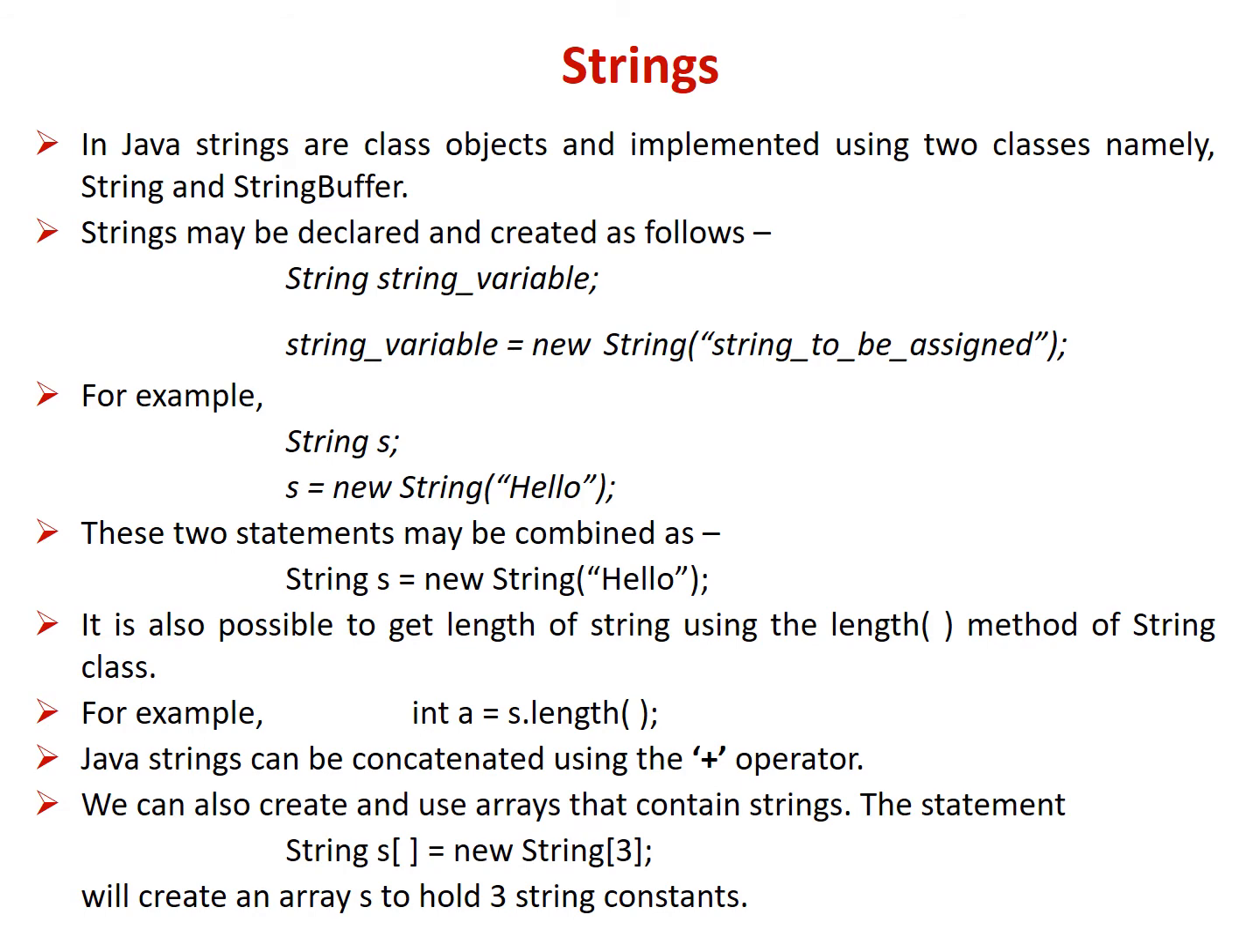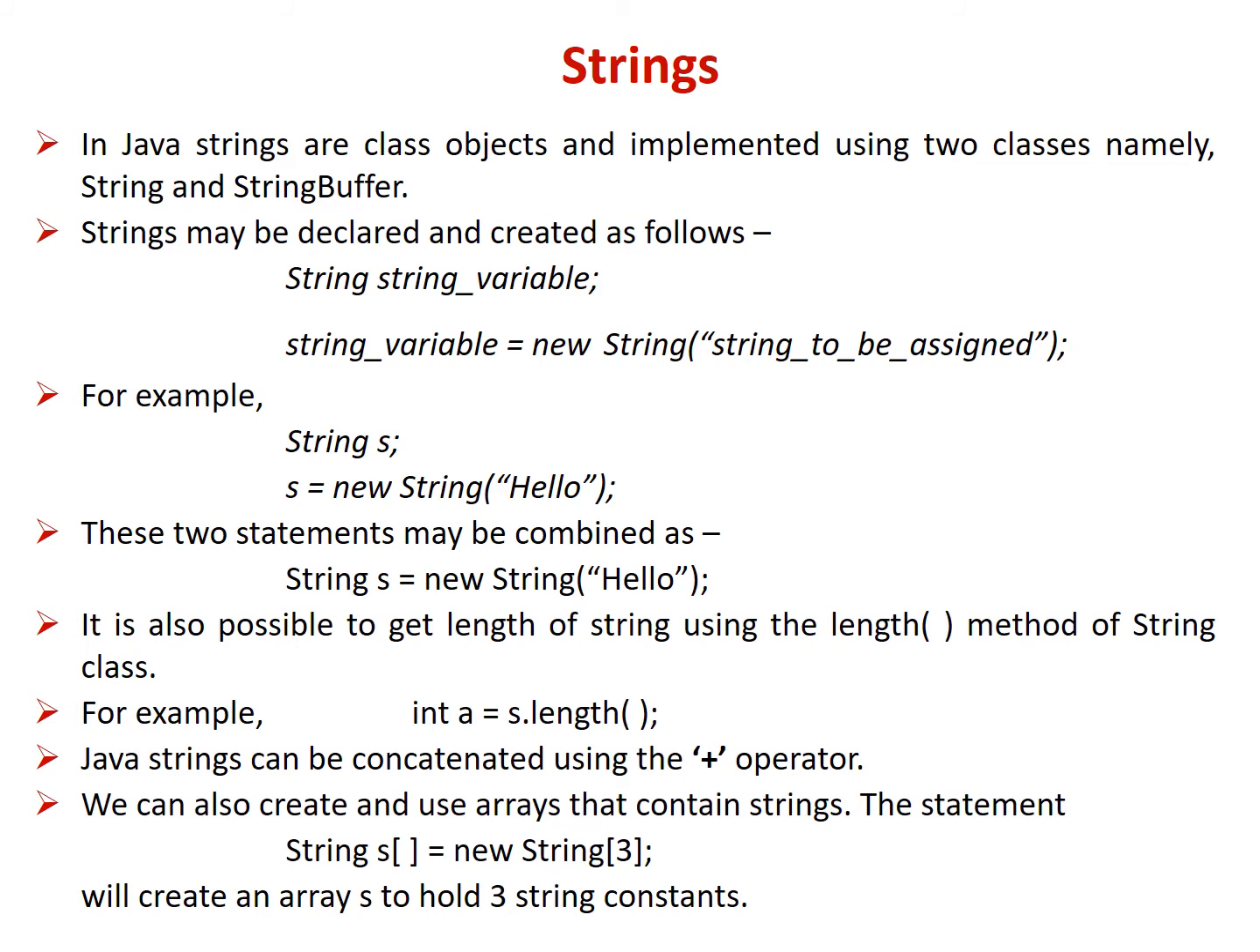Strings may be declared and created as follows: String and then the string variable name. String variable is equal to new String in brackets, within quotation marks the string to be assigned. For example, String s, and then s equal to new String in brackets, within quotation marks the string, that is hello. These two statements may be combined as String s equal to new String("hello"). It is also possible to get the length of the string using the length method of the String class. For example, int a equal to s.length().